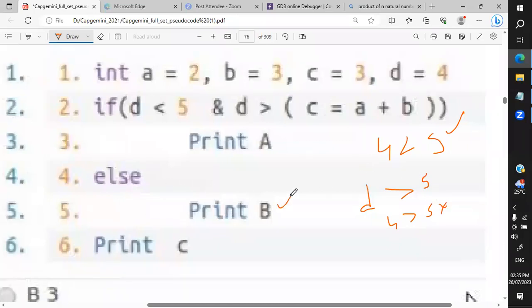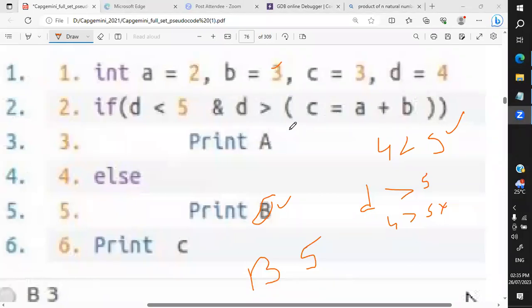What is B value? B value was 3. Sorry, not B value. B. It's capital B, right? So it will print B. And then what is C value? C value was 5, right? So B5, not B3. Boys and girls, answer is B5, not B3. B5 is the answer.